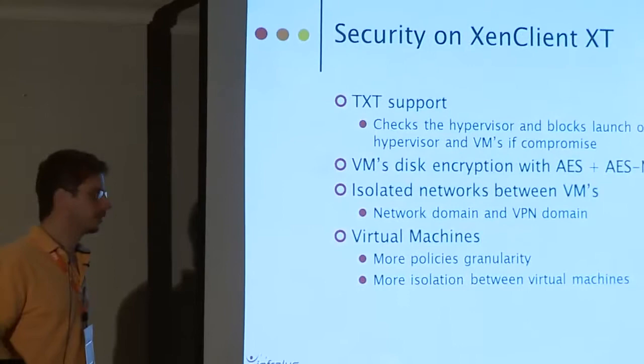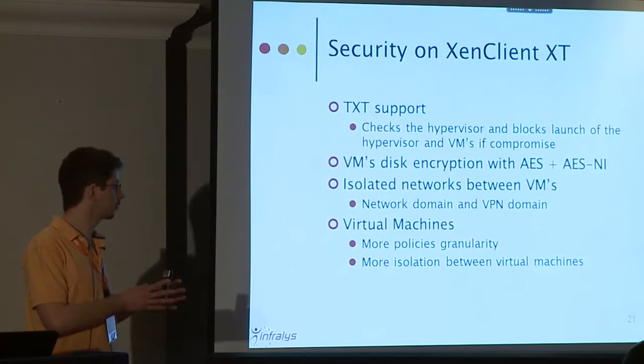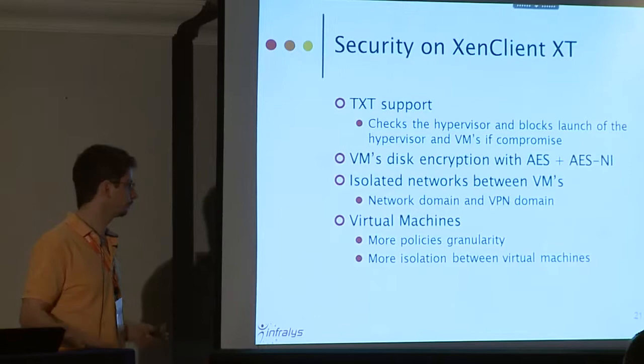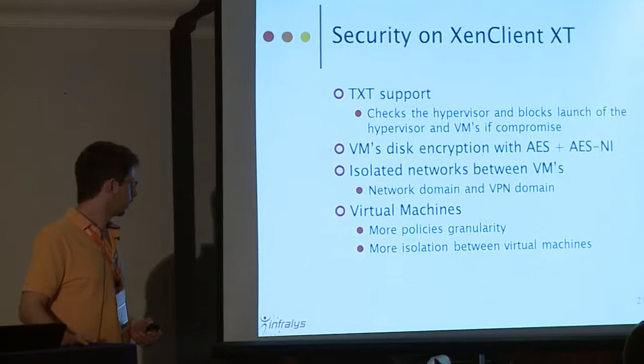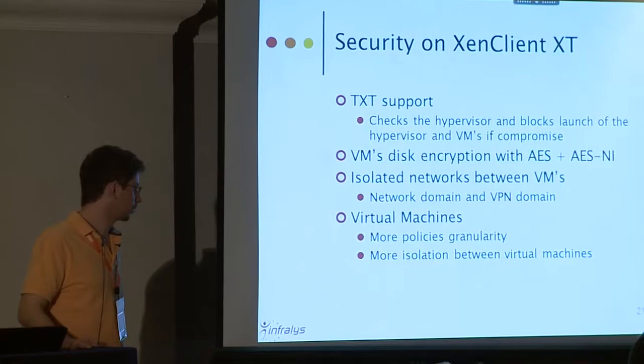And to isolate the networks between all the VMs, they separated the network features which were on Dom0 for the 2.1 version of XenClient. So they made a separate VM just to manage the network and ensure the isolation between all the VMs. And on the virtual machine level, you have more policies to apply to your VMs and more isolation, of course, as I said, between the VMs.